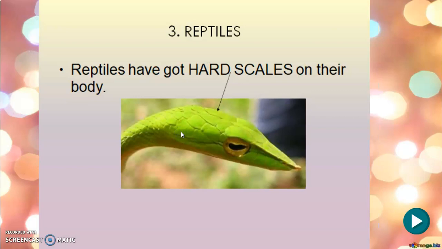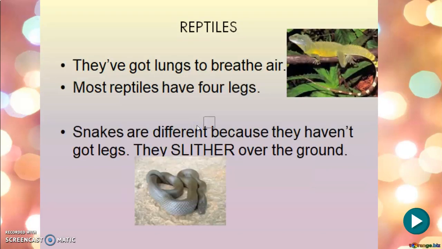Now, the third group is reptiles, and they have got hard scales on their body, just like here in the picture. This is a picture of a snake showing its green scales. These scales are hard. And reptiles have lungs to breathe and to get in oxygen from the air. Most reptiles have 4 legs. We said most, not all of them, because some reptiles, like this snake, have no legs. And some reptiles have shells on their back, like the tortoise and the turtle. Snakes are different because they haven't got legs and they slither over the ground.